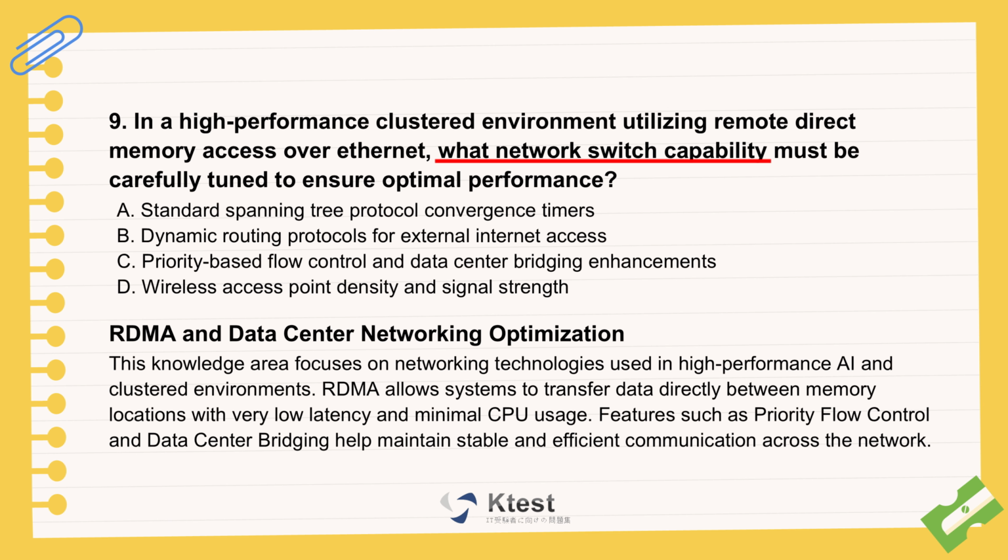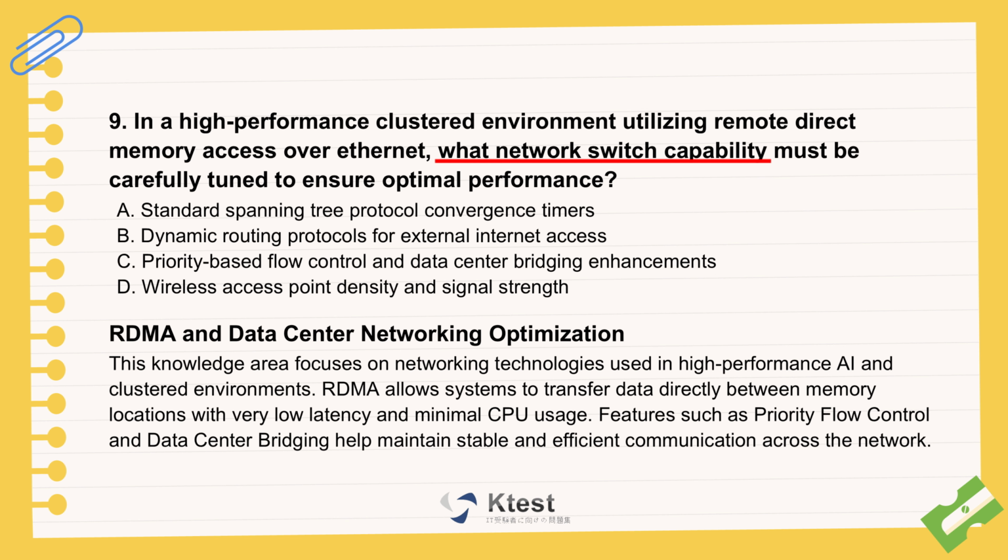All right, what are the 4 choices? Option A, standard spanning tree protocol convergence timers. B, dynamic routing protocols for external internet access. C, priority-based flow control and data center bridging enhancements. D, wireless access point density and signal strength.